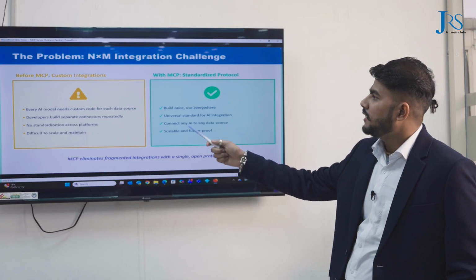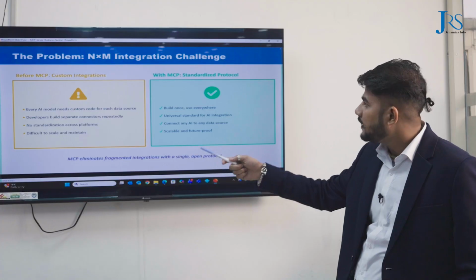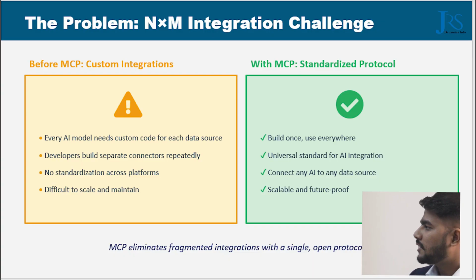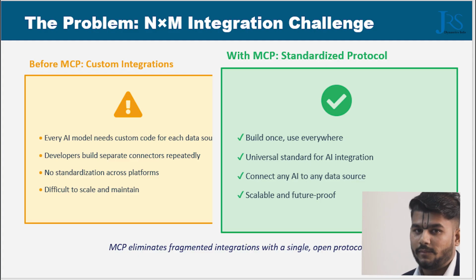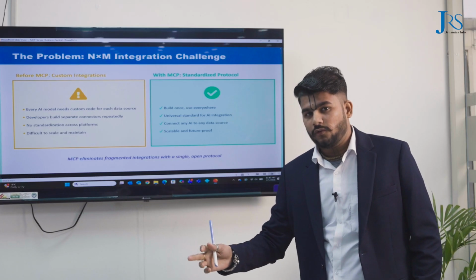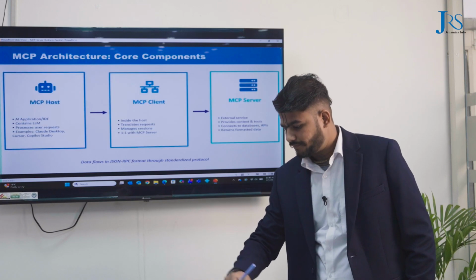That's why we have mentioned that before MCP you had to use custom integrations, and after it there is a standardized protocol. Earlier, every AI model needed custom code for each data source, but not now. Now you build once and use everywhere. That's the main feature, and it is a universal standard for API integration and AI integration, and a future-proof and scalable solution also.